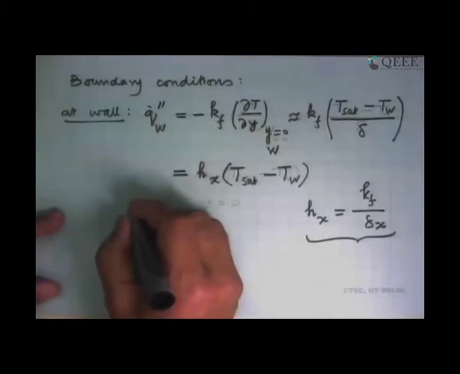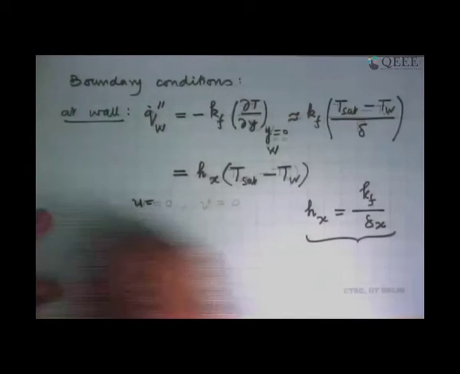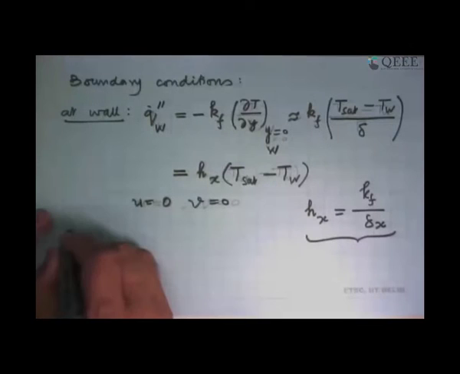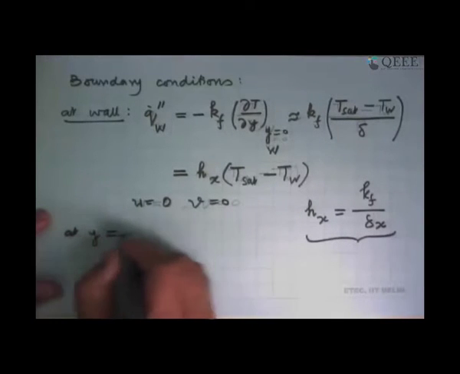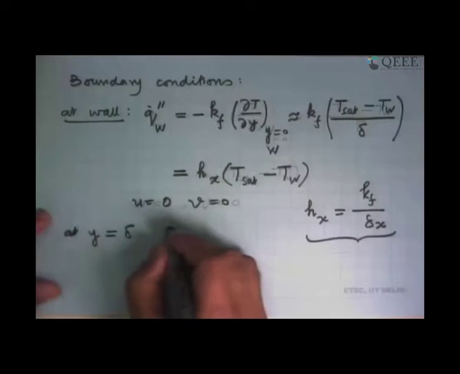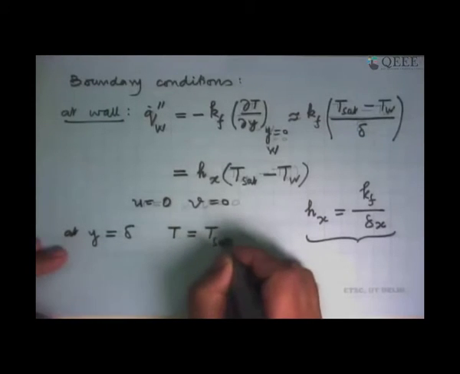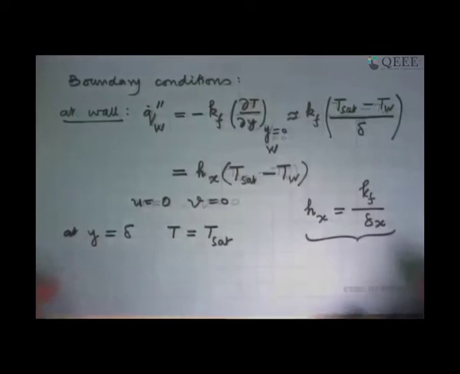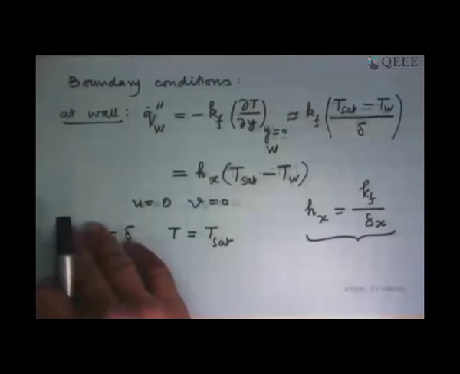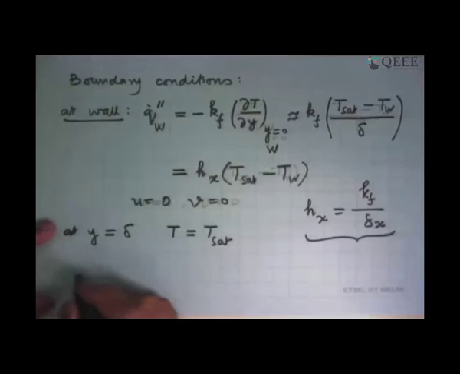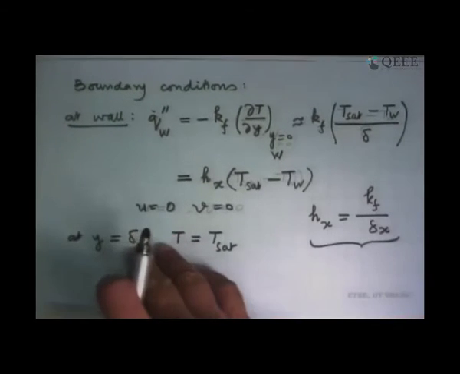As before, we have the no slip boundary condition at the wall, u is equal to 0, v is equal to 0, and then we say at y equal to delta at any location, the temperature is equal to the temperature outside, which is the saturation temperature. So subject to these boundary conditions, we could then solve the equations. Not a very easy thing to do, but it's done only for a very simple case, and that's what we will see in a minute.